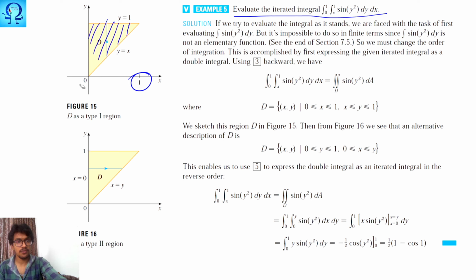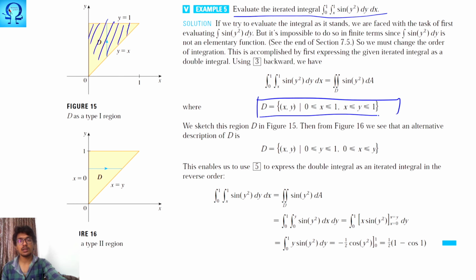Okay, if we can do the integration directly with the help of this, it is good. Else we may think of it in the other way. It is a type 1 region. We'll try to convert this to a type 2 region. If we have to convert it to a type 2 region, y ranges from 0 to 1 and x ranges from 0 to y, right?